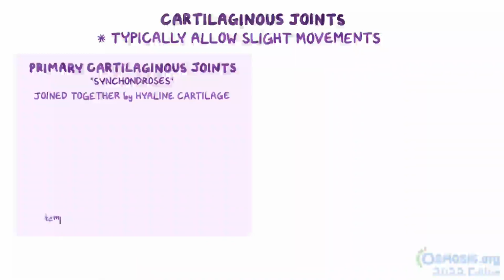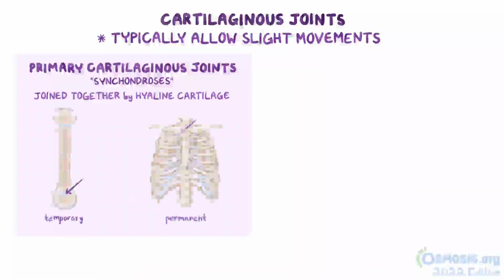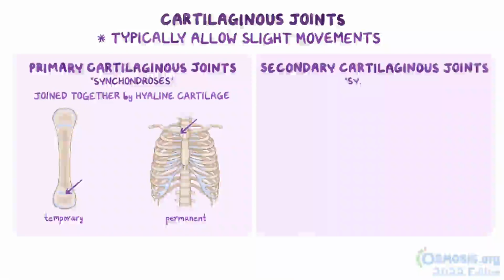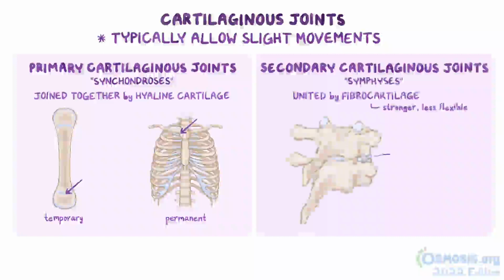These joints may be temporary, like the epiphyseal plate of the long bones, or permanent, like where the first rib is anchored to the manubrium by its costal cartilage. Secondary cartilaginous joints, or symphyses, on the other hand, are united by fibrocartilage, which is stronger but less flexible than hyaline cartilage. An example are the intervertebral discs that connect adjacent vertebrae.